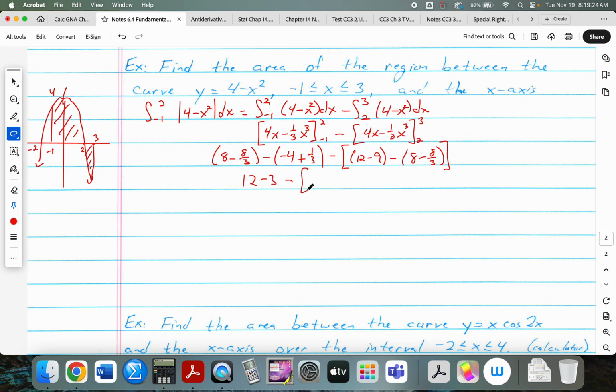Minus, let's see, that's going to be 3 minus 8 plus 8/3. So that's going to be 9. 3 minus 8 is negative 5, but I'm subtracting that, so it's going to be plus 5. Minus 8/3, which doesn't come out as nicely, so I'm going to go ahead and make that 2 2/3. So it's 14 minus 2 2/3 is 11 1/3.